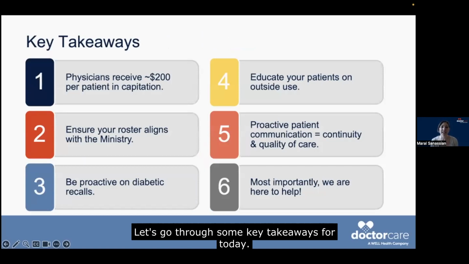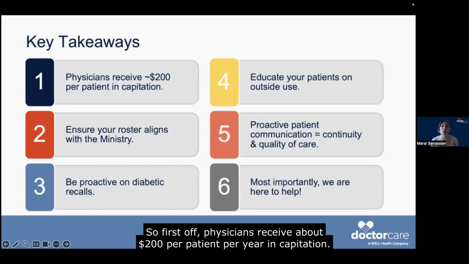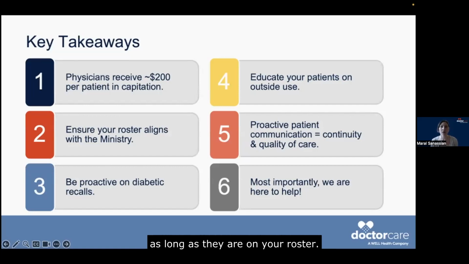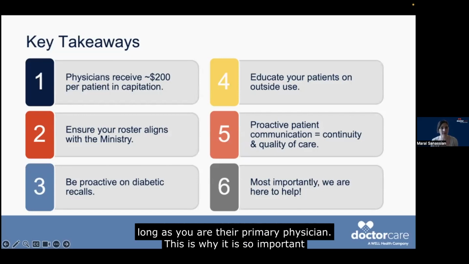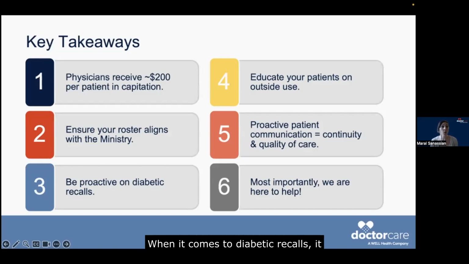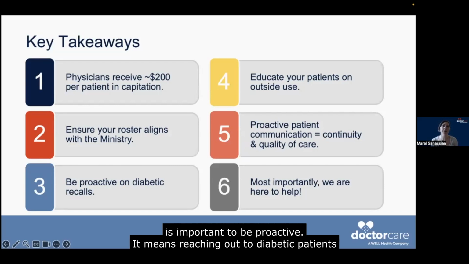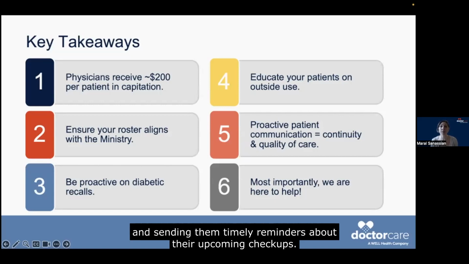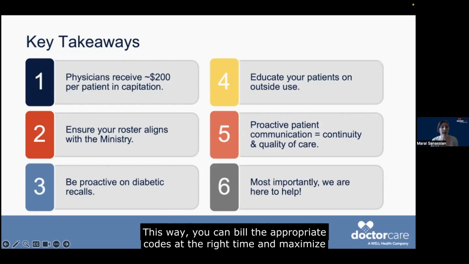Let's go through some key takeaways for today. So first off, physicians receive about $200 per patient per year in capitation. As long as they are on your roster, you will be paid each year as long as you are their primary physician. This is why it is so important to ensure that the patients being seen in the FO are actually on your roster. When it comes to diabetic recalls, it is important to be proactive. It means reaching out to diabetic patients and sending them timely reminders about their upcoming checkups. This way, you can bill the appropriate codes at the right time and maximize your revenue.